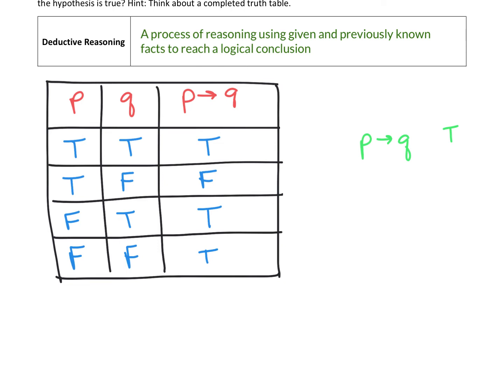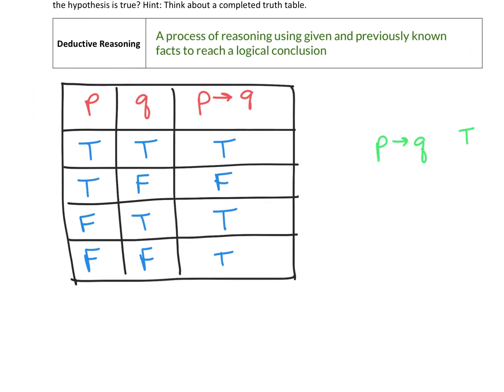So where is our conditional true? I'm just going to look at this column right here. Here's where the conditional is true. It's actually true 3 times. Here, here, and here. I will just point to those. That's where your conditional is true.